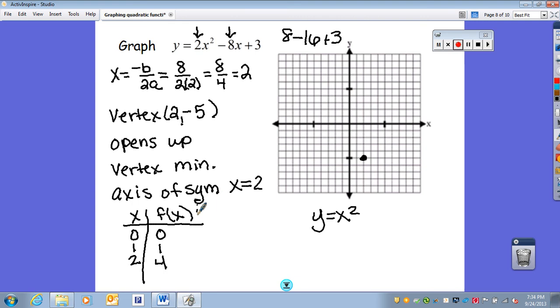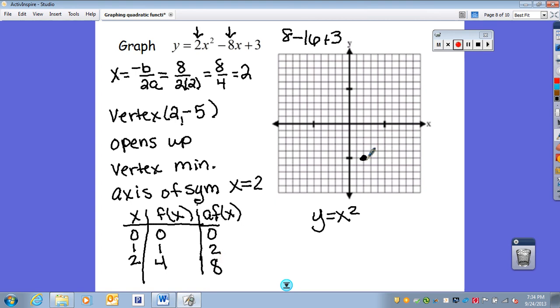So I add my third column, which is a of f of x, and I'm going to multiply these by the leading coefficient of 2. 2 times 0 is 0, 2 times 1 is 2, and 2 times 4 is 8.